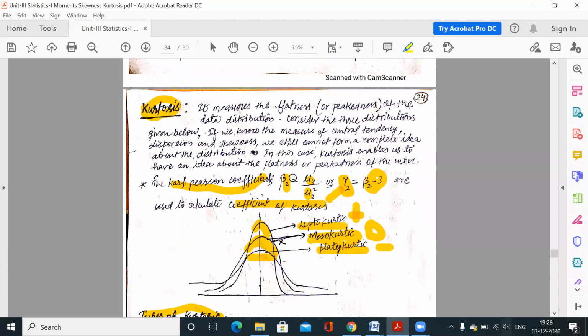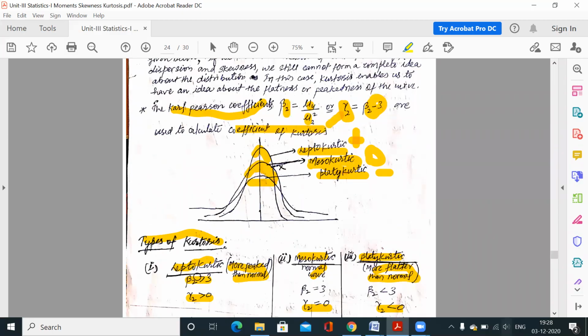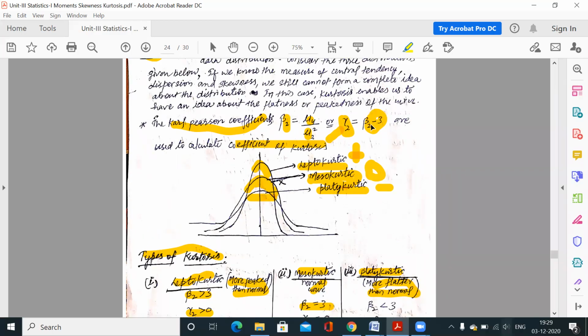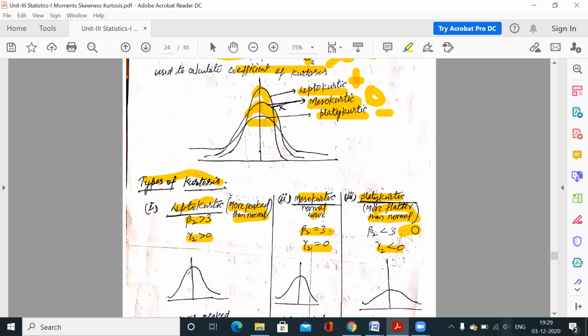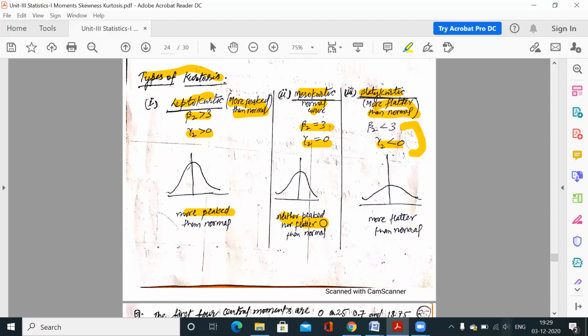We can decide based on beta 2 also. If beta 2 is greater than 3, then gamma 2 is greater than 0. Similarly, if beta 2 is 3, then gamma 2 is 0, and if beta 2 is less than 3, then gamma 2 is less than 0. So you can decide on either beta 2 values or gamma 2 values. It is more peak than the normal, neither peak nor flatter than the normal, or more flat than the normal. We have to calculate either beta 2 or gamma 2 to decide whether the curve is lepto, meso or platykurtic.